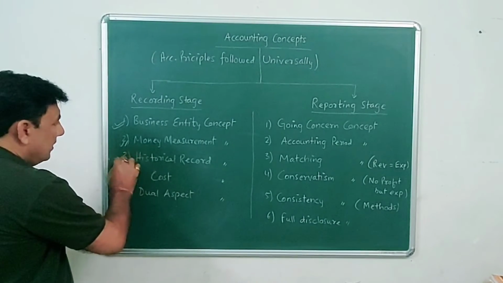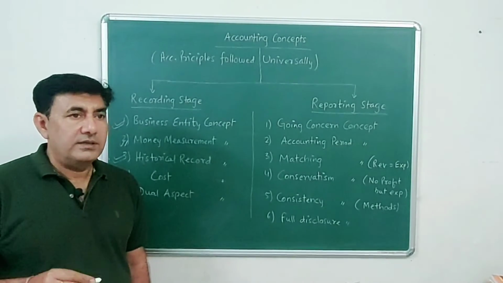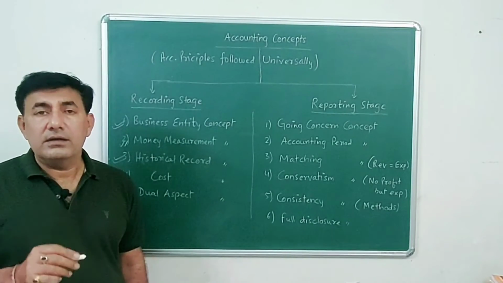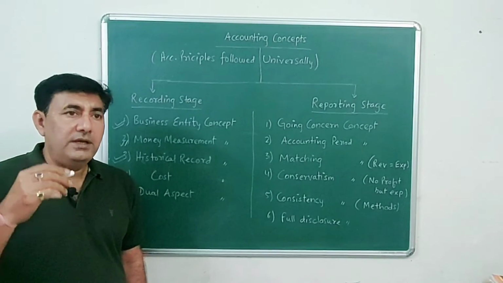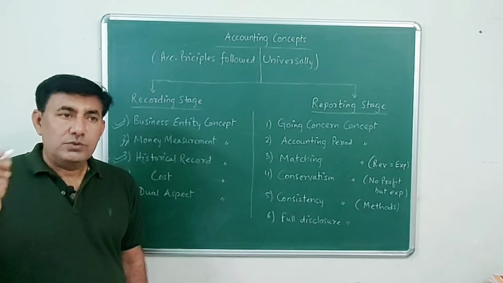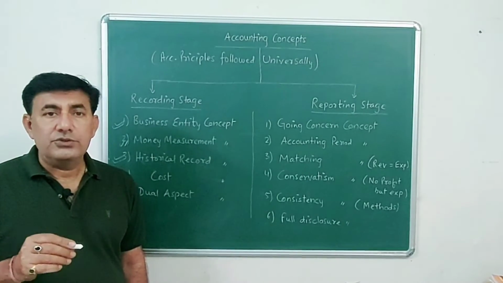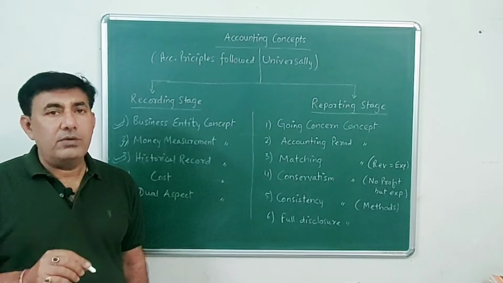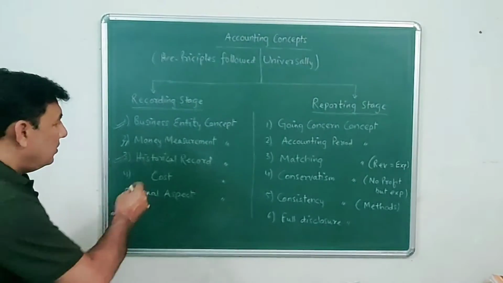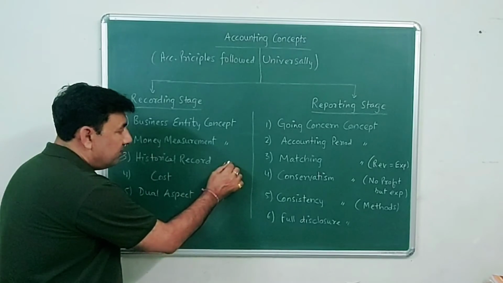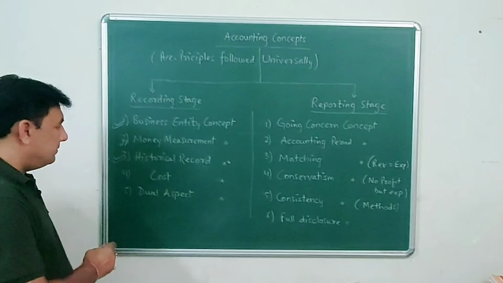The third one is historical record. That means the accountant will record the transaction as and when it occurred. For example, the company has bought a machinery at a past date. So the date on which that machine was purchased and its cost should be recorded on that particular date. So it is always about the historical cost. Now this is also one of the limitations of accounting, that historical cost. So you can expand these points.